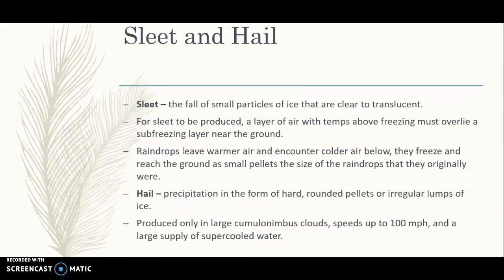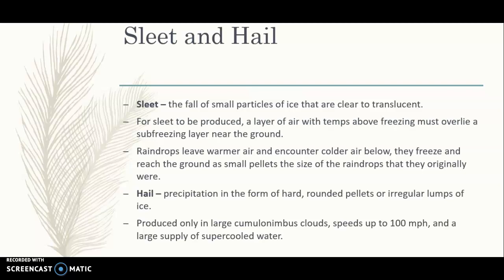Now we're going to talk about the difference between sleet and hail. Sleet is the fall of small particles of ice that are clear to translucent. For sleet to be produced, a layer of air with temperatures above freezing must overlie a sub-freezing layer near the ground. Raindrops leave warmer air and encounter colder air below. They freeze and reach the ground as small pellets the size of raindrops that they originally were. So whenever raindrops leave the warmer air, they come to the colder air below and end up freezing on impact whenever they fall on an object.